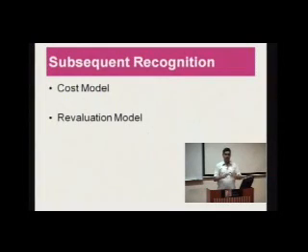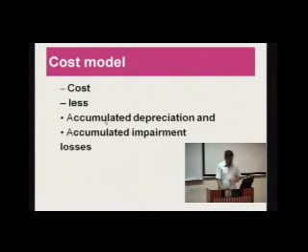The most important contribution of IAS 16 is the subsequent recognition. IAS 16 gives you two options. One is a cost model, the other is a revaluation model. In the cost model, in subsequent recognition, the asset will be shown at cost less accumulated depreciation and less accumulated impairment losses, if any. For depreciation, IAS 16 has very clearly given what it is all about. But for impairment, there is a separate accounting standard, which again we will discuss in one of our future sessions.